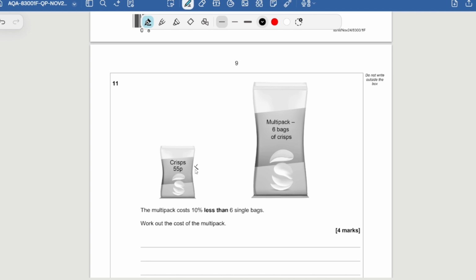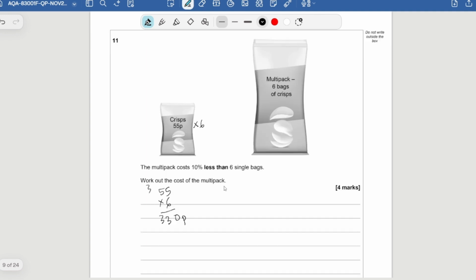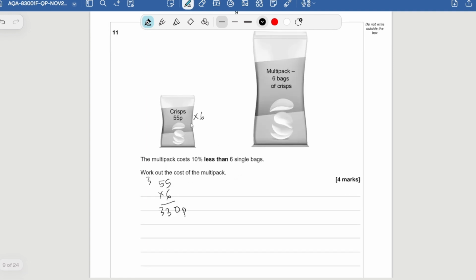So 6 bags will be equivalent to 6 times 55. So 55 times 6: 6 5s is 30, 6 5s is 30 plus 3, 330p. So if I buy 6 single bags of crisps, I have to pay 330p. But if you go for this multi-pack of 6 bags of crisps, it has 10% less cost. So 10% less than 330.